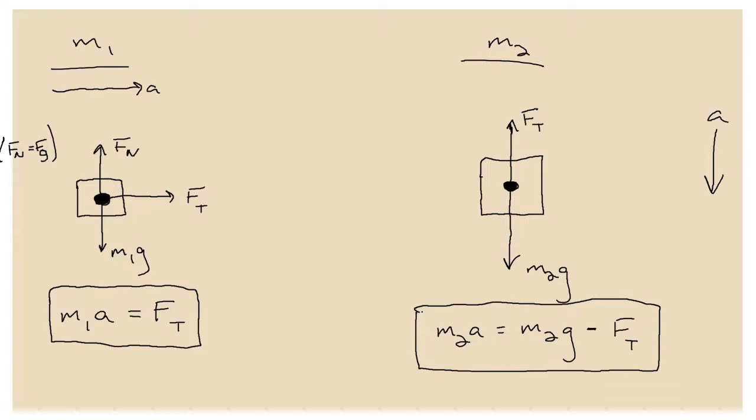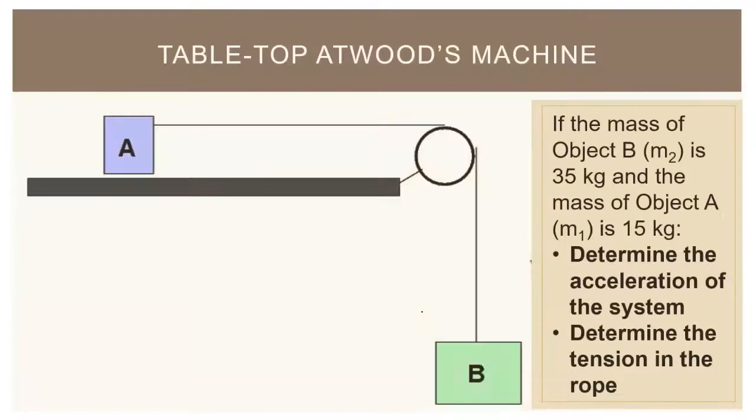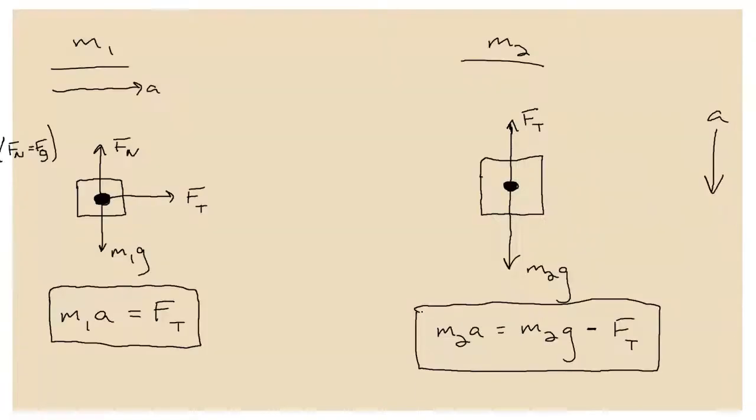Now, you don't actually have to do it like this. You could do it however you want to. The question says determine the acceleration of the system and determine the tension in the rope. So if you wanted to do the tension first and then solve for the acceleration, you can do that. You don't have to solve it by adding the equations either. You can solve it by substitution. But in my view, the easiest way to solve it is just to add these equations.